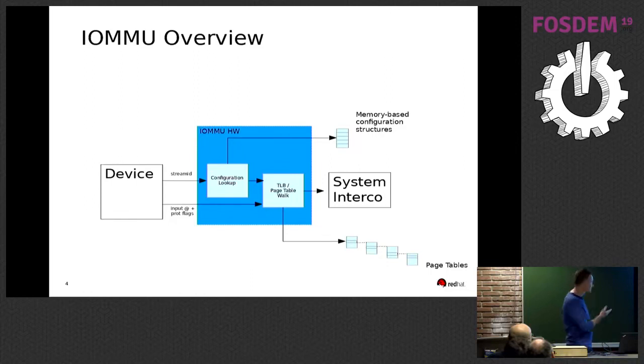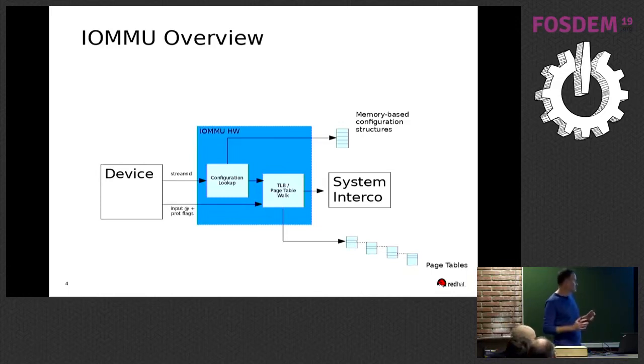So the principle is that the device tags its DMA transaction with a unique ID. On ARM, this is called the stream ID. On Intel, this is the source ID. And this unique ID allows the IOMMU hardware to locate some configuration structures that are usually located in external memory. Those configuration structures tell how the translation needs to be performed, what the characteristics of the translation are, and obviously they also point to a set of page tables that are located in the external memory.